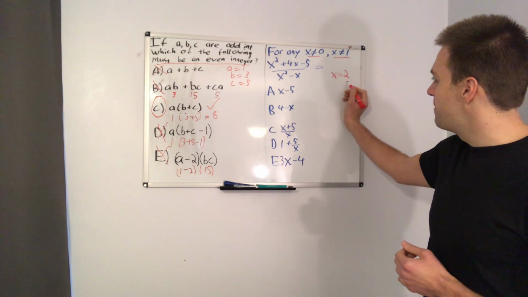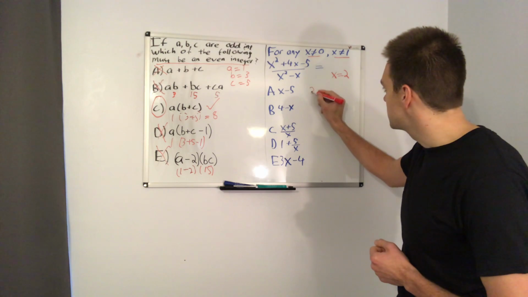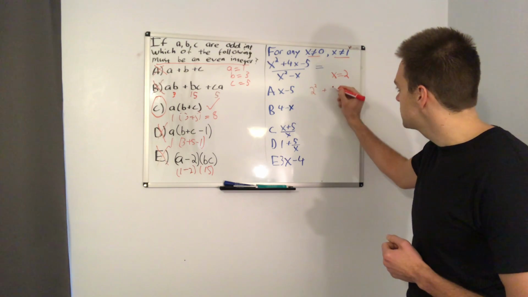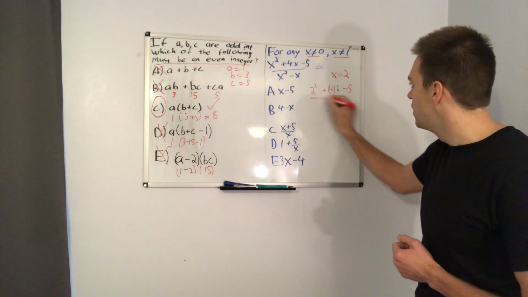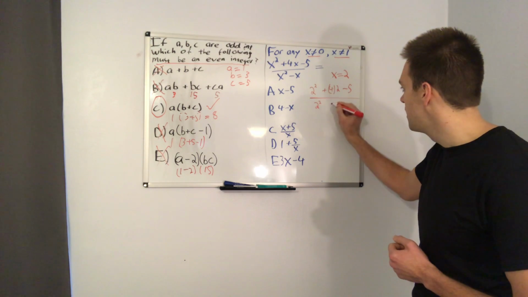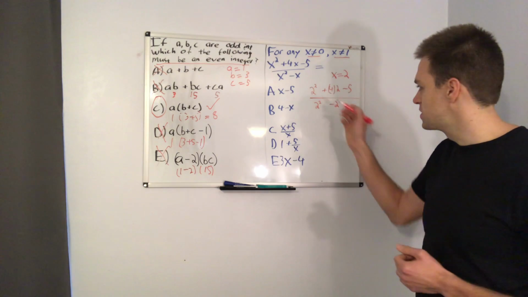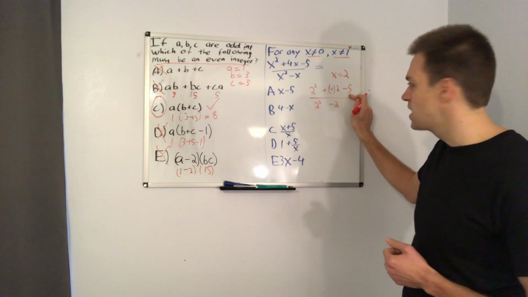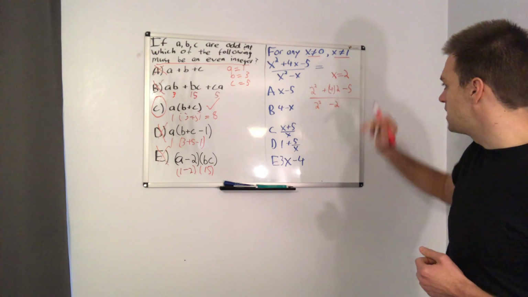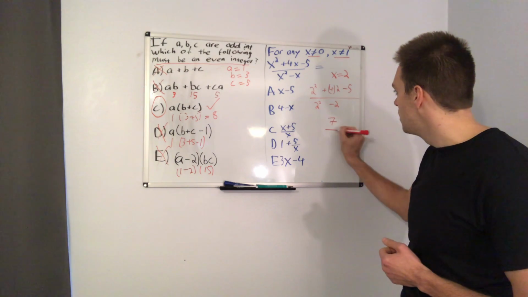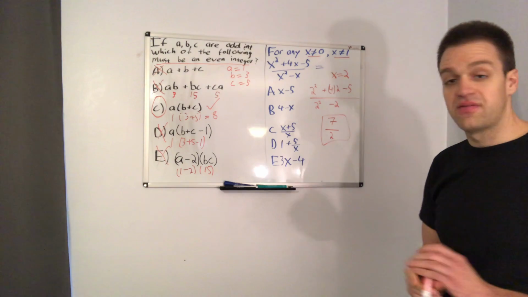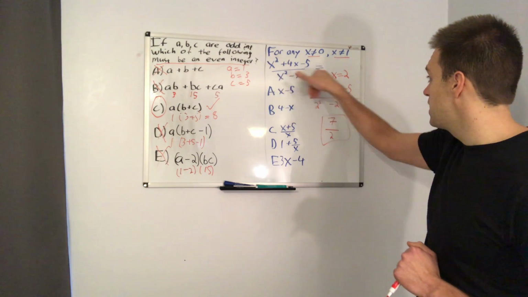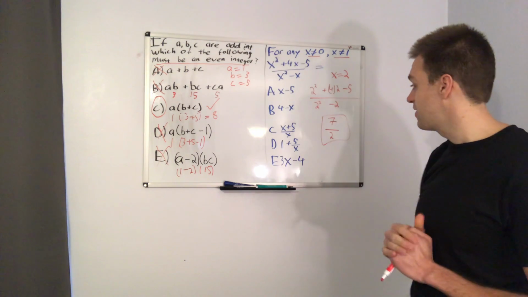So let's go ahead and pick x equals 2, so that gives us 2 squared plus 4 times 2 minus 5 over 2 squared minus 2. So if we simplify that out, we'll have 4 plus 8 minus 5, which is 7, over 4 minus 2, which is 2. So we have 7 halves. So that means that when x is 2, this expression is 7 over 2.